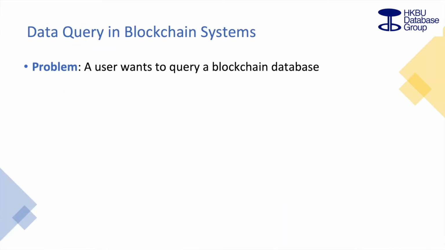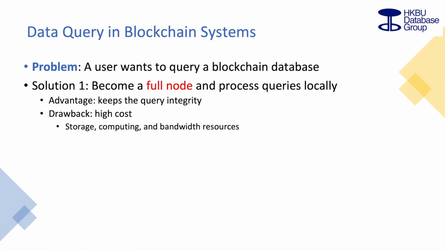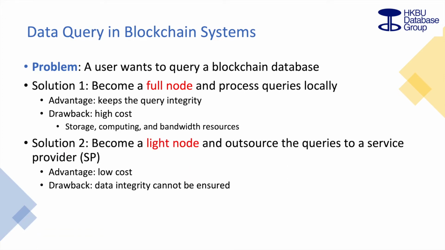In a blockchain system, if a user hopes to query the blockchain database, what should he do? The first solution is to download a full copy of the database and process the queries locally. This way can guarantee the integrity of the queries, but the cost for storage, computing, and bandwidth resources will become very high. The second way is to become a light node, which maintains block header information only and outsource the queries to a service provider.